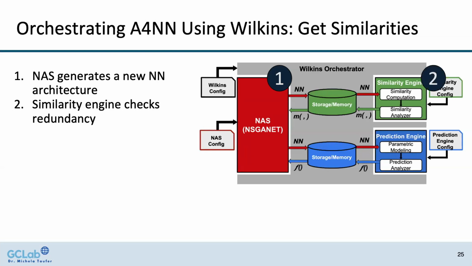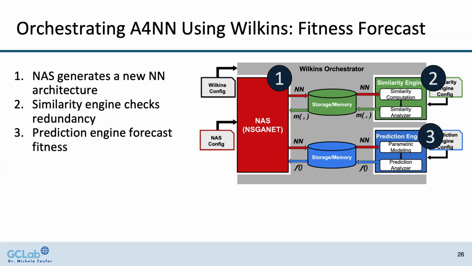And then it executes or calls the similarity engine to identify whether there exists a similar architecture to the one that we're currently training. And if that's the case, then the training for the current neural network will terminate, and then we will proceed to the next one. Now, if that's not the case, then what we do is we execute our prediction engine. And the prediction engine is basically called after every training iteration or epoch, and is used to forecast the performance or the fitness of the neural network, right?